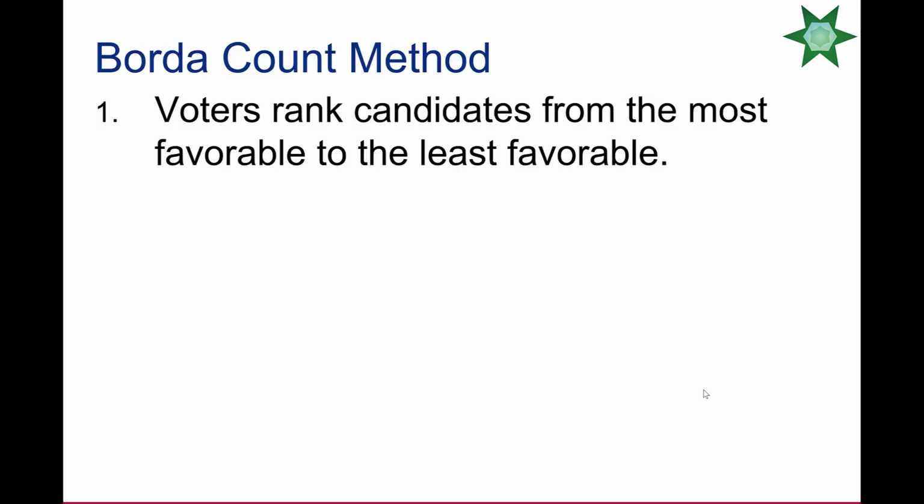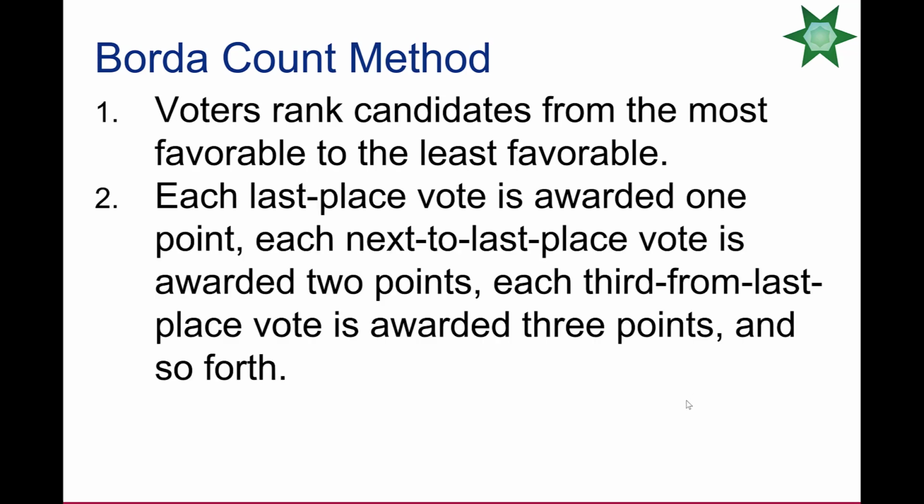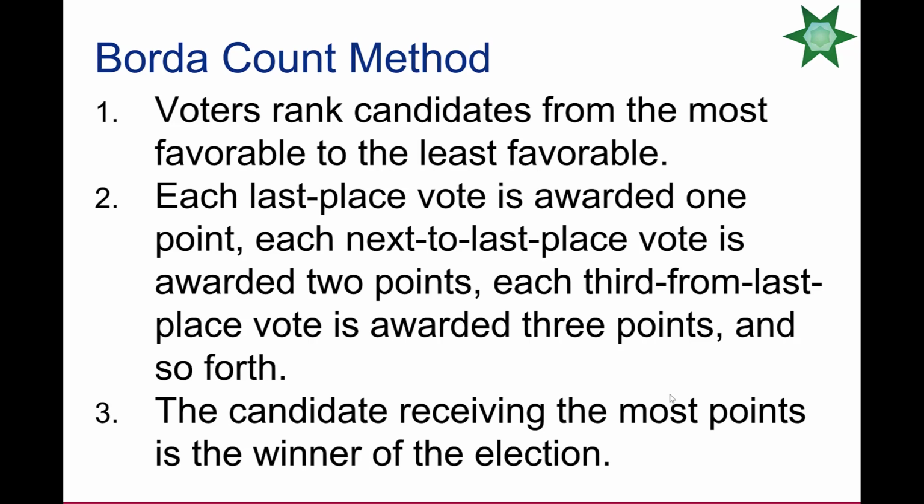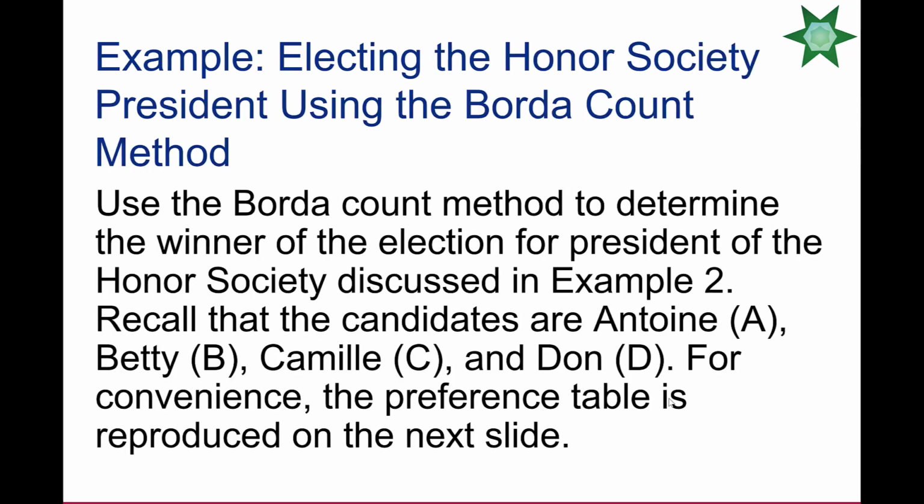In the Borda count method, you do rank the candidates from most favorable to least favorable. The last place vote is awarded 1 point, next to last place 2 points, and so forth, all the way up through all the candidates. And then you go ahead and calculate the points that each candidate receives. Whoever has the most points wins the election.